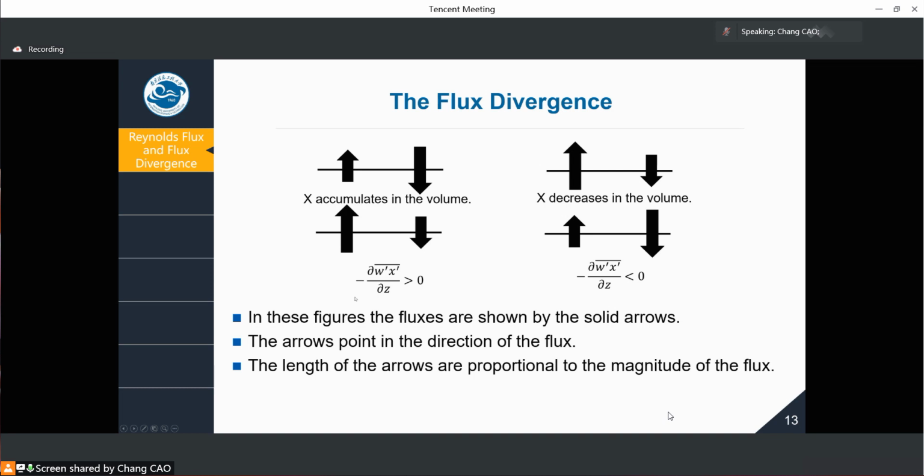So how do we deduce whether the flux divergence is bigger than zero or smaller than zero? How did we get this?